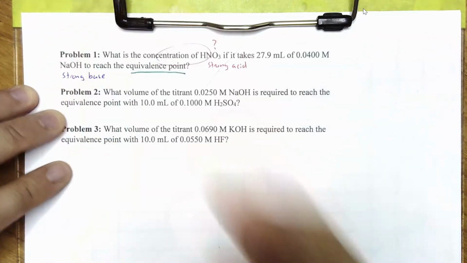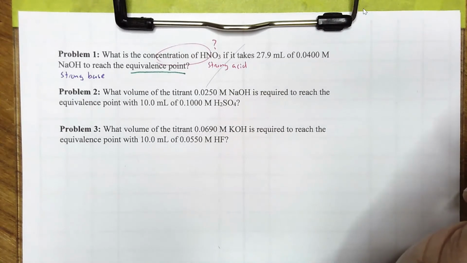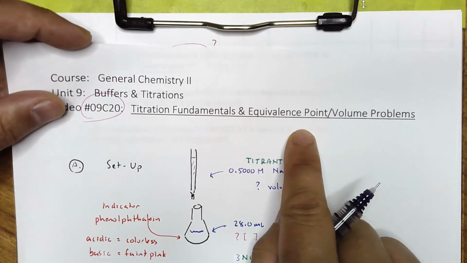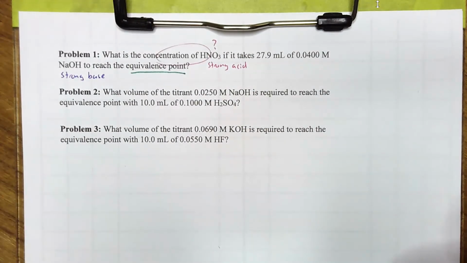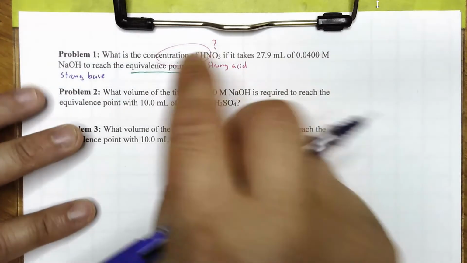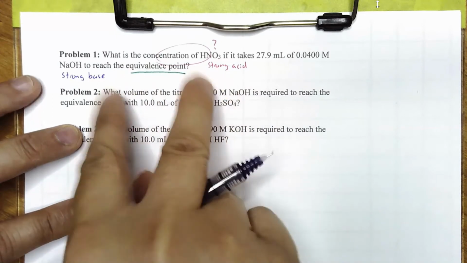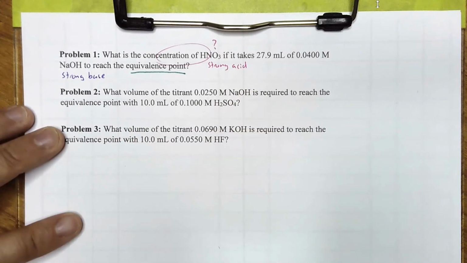I'll tell you now, any calculations concerning the equivalence volume, right? We have the equivalence point, but from that point we can figure out how much volume of titrant was used. It doesn't matter how you calculate the equivalence volume if you have a strong acid or strong base, or weak acid or weak base. And I'll show that in these examples.